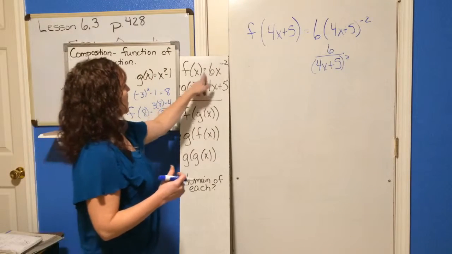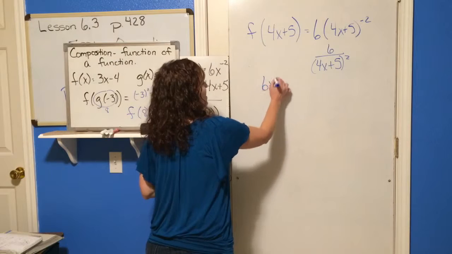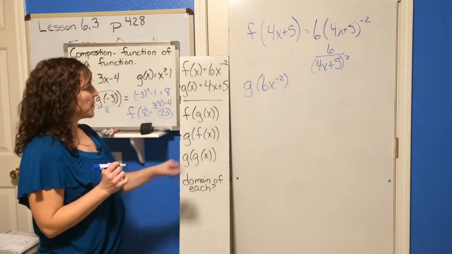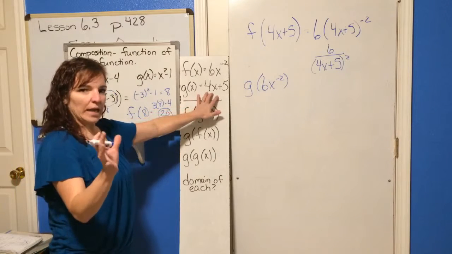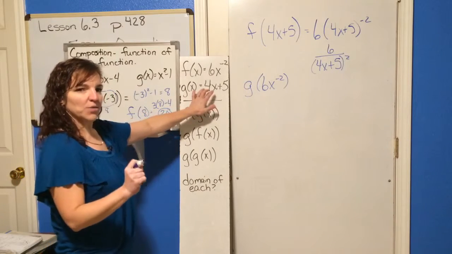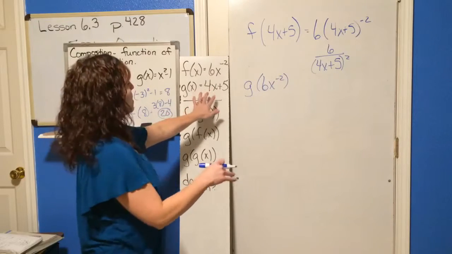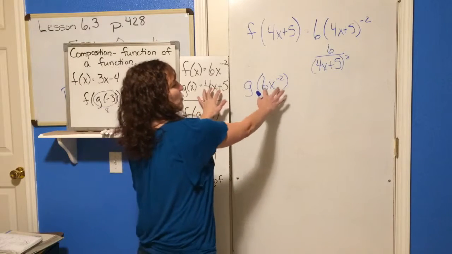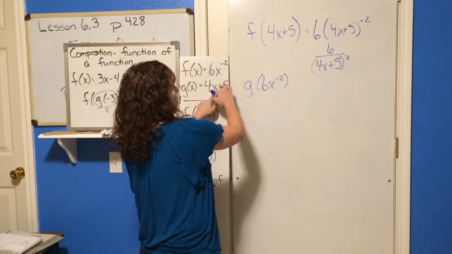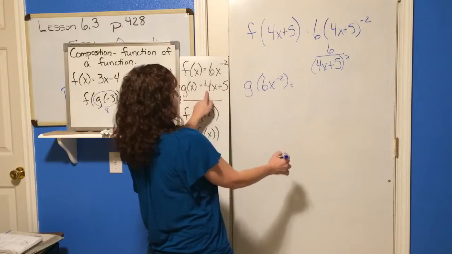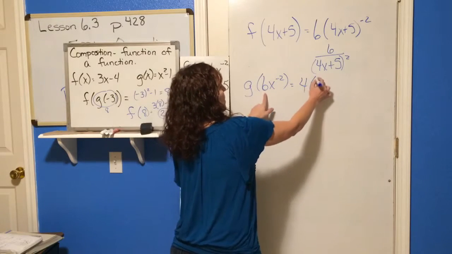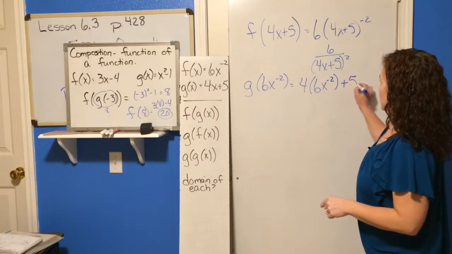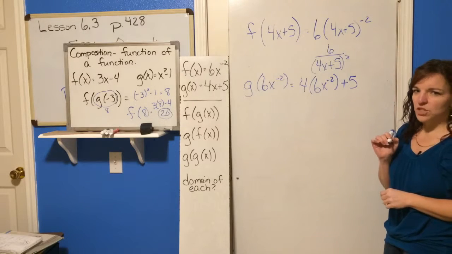So f of x is 6x to the negative 2, and we want g of that. If you think you're getting it, pause and do it and come back and see if we get the same thing after I fix my mistakes. All right, so 4x plus 5 is going to be g, and you're going to put in the whole 6x to the negative 2 in for x. So we're going to put 4 times 6x to the negative 2 plus 5. Did you see where it came from?